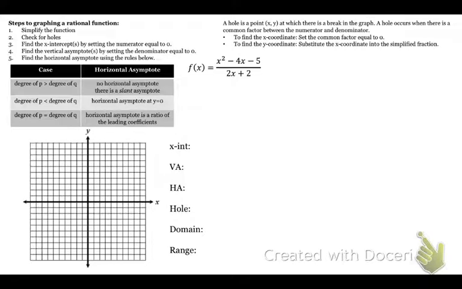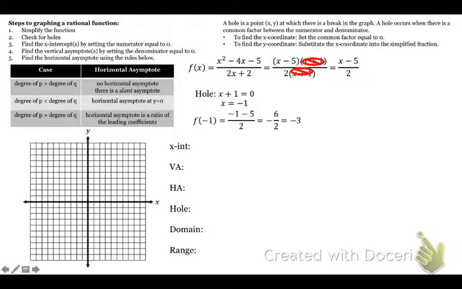Okay, let's do this one. So we have x squared minus 4x minus 5 over 2x plus 2. Factor it, you get x minus 5, x plus 1 over 2, x plus 1. Well, those x plus 1s, that's a hole at x equals negative 1. Plug it into there and you get negative 1 minus 5 over 2, which is negative 6 over 2, which is negative 3. So we have a hole at negative 1, negative 3. We can graph that.